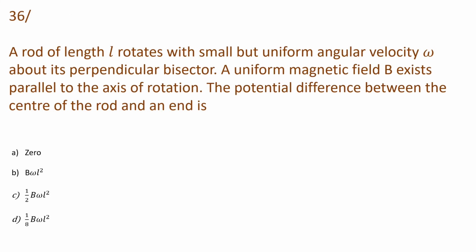Here is our next question, which is: a rod of length L rotates with small but uniform angular velocity omega about its perpendicular bisector. A uniform magnetic field B exists parallel to the axis of rotation. The potential difference between the center of the rod and an end is what? And the options are 0, B omega L square, half B omega L square, 1 by 8 B omega L square.